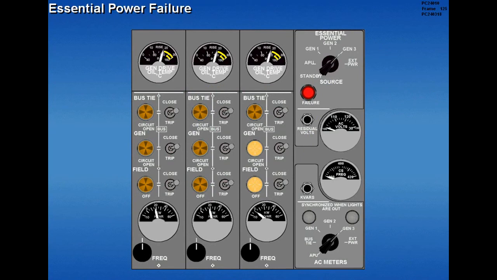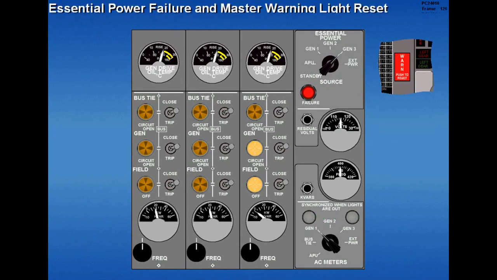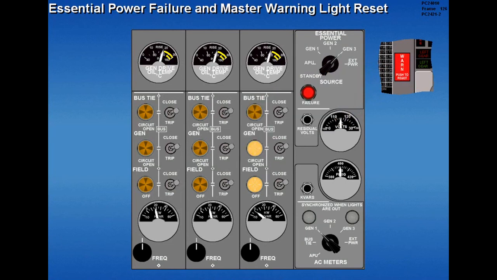Should the selected essential power source fail, the essential power failure light illuminates. And if the number 1 main DC bus is powered, the master warning light on the forward instrument panel flashes. This indicates another source of power is available for the essential AC bus. The master warning light may be canceled by pushing the light, or both lights extinguish when essential power is restored.